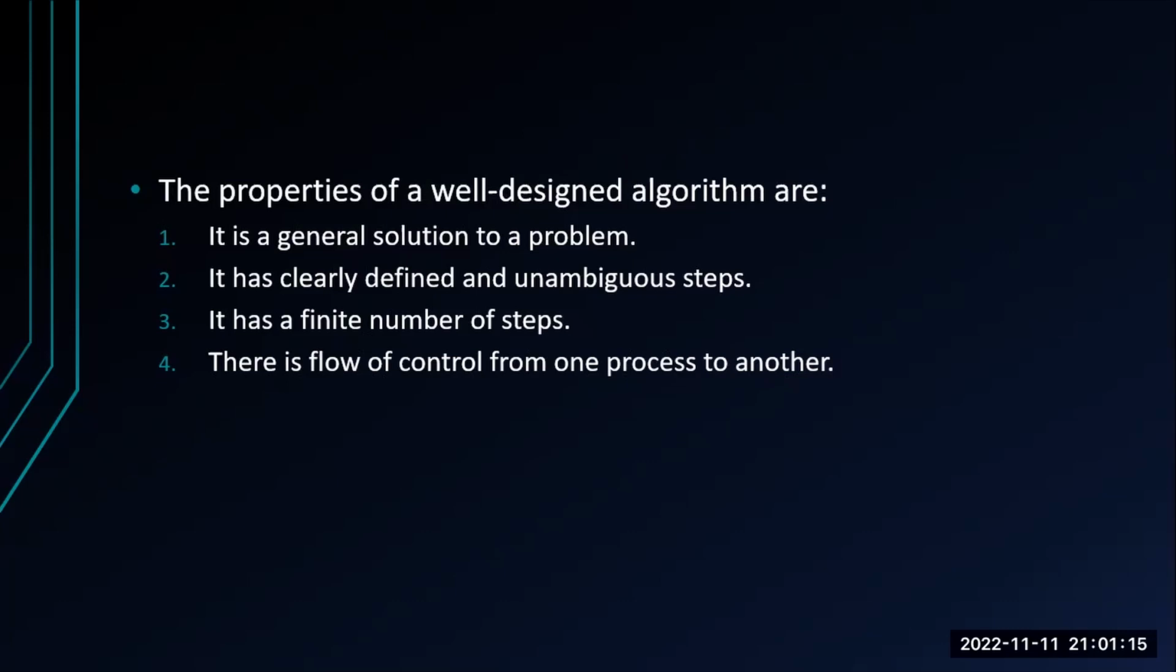And finally, there is flow of control from one process to another, meaning that the program does have a sequence. It goes from one step to another. So after you print out a value, it should then either print out something else, process something, or read in a value. So there should be a flow of control from one process to another. It should be a sequence.